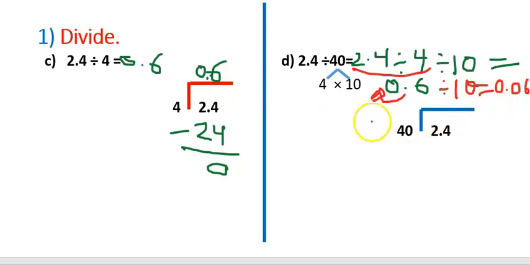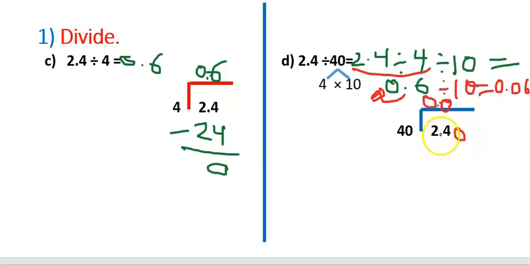Okay, so let's try it by using the standard algorithm. How many times does 40 go into 2? 0 times. And now I have 24. First, we're going to put the decimal point up. How many times does 40 go into 24? 0. I have a decimal point right here. And then I will add 0 to 2.4.